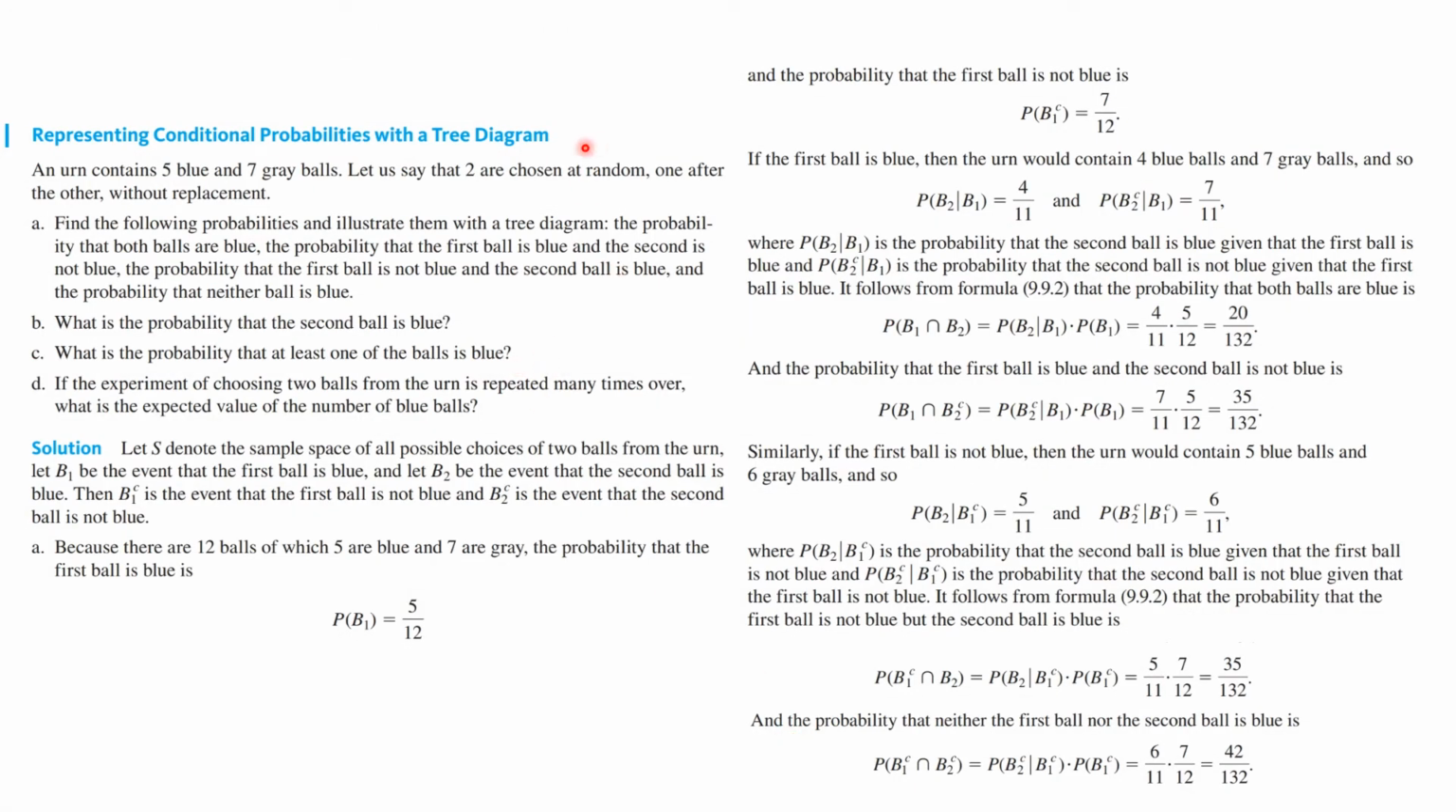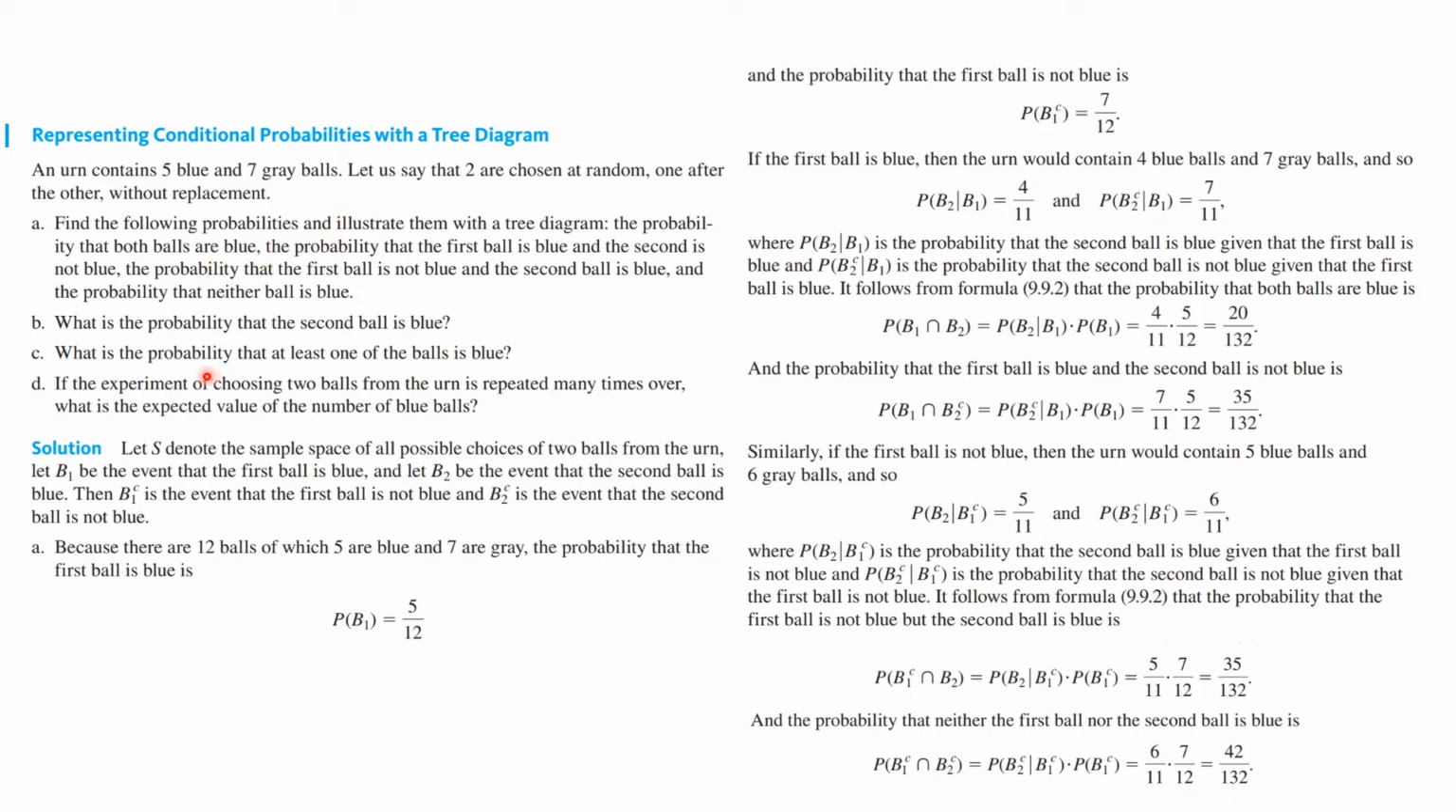Now, often drawing a picture can be very useful, and we can have a tree diagram. We're going to represent this with a tree diagram in a bit. So suppose an urn, which is a jar, contains 5 blue and 7 gray balls, and let's suppose that 2 are chosen at random, one after another without replacement. That means you don't put the ball you picked back in.